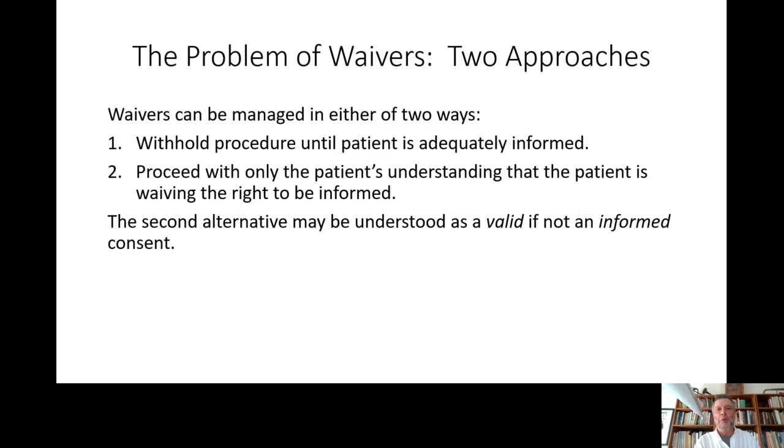There are two approaches, Beauchamp and Childress say, two waivers. Two options. First, withhold the procedure until the patient, you're satisfied, is adequately informed. The second, you could proceed with only the patient's understanding that the patient is waiving the right to be informed, so that we ensure that the patient is freely choosing not to be informed. They say the second alternative may be understood as a valid consent if not an informed consent. Hence, it would provide some justification.